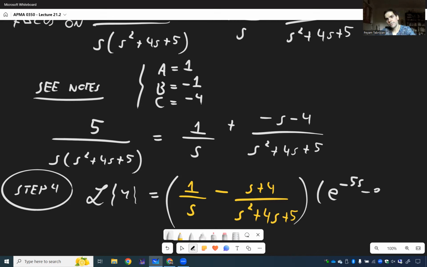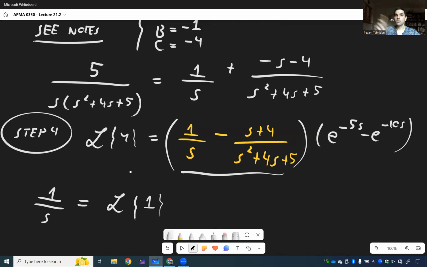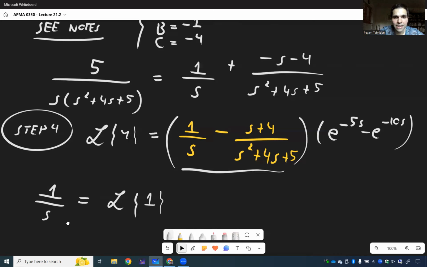Minus e to the minus 5s minus e to the minus 10s. And again, we worry about the exponential terms later. First, let's focus on the stuff inside, which we want to write as a Laplace transform. So 1 over s, that's the Laplace transform of what? Well, that's just the Laplace transform of 1. One of the first examples I did about that.